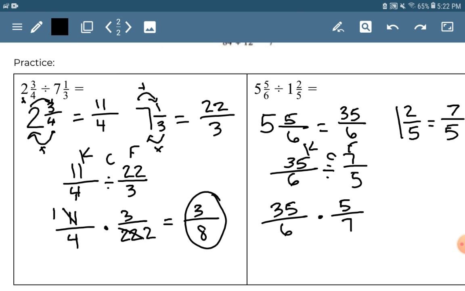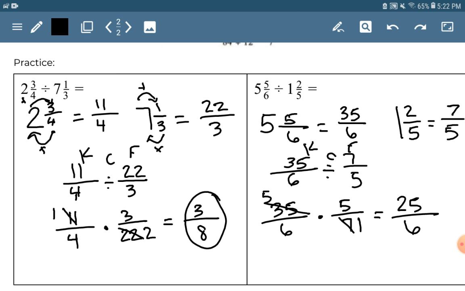But I can cross-cancel with 35 and 7. They are both divisible by 7. So 7 divided by 7 is 1. I'm going to cross out 7 and put 1. 35 divided by 7 is 5. I'm going to cross out 35 and put 5. Now I have much smaller, easier numbers to multiply with. So I'm going to multiply straight across. 5 times 5 is 25. 6 times 1 is 6.